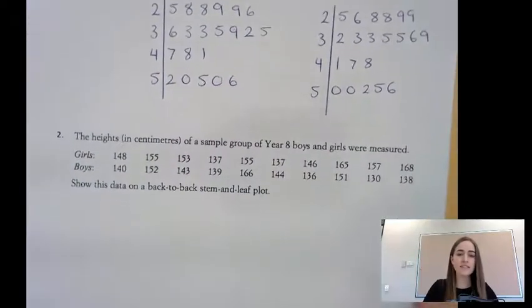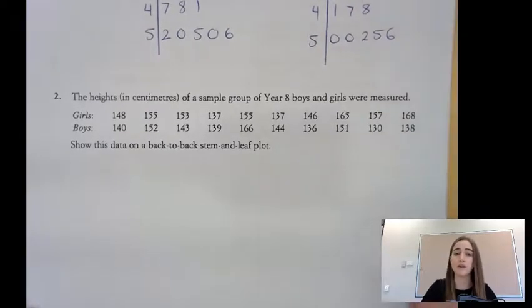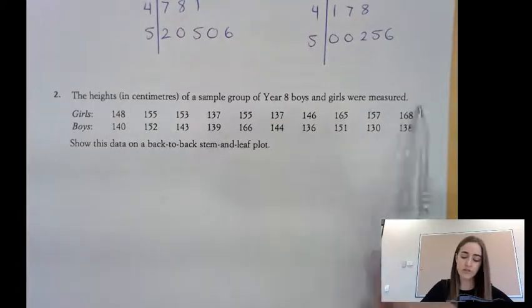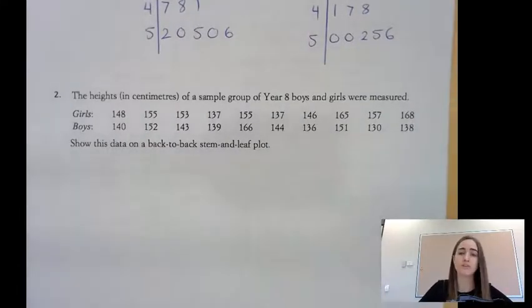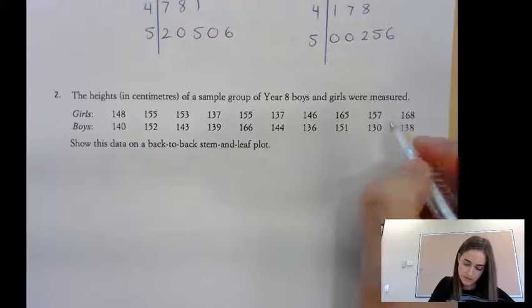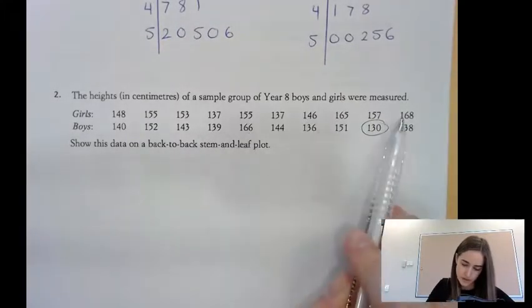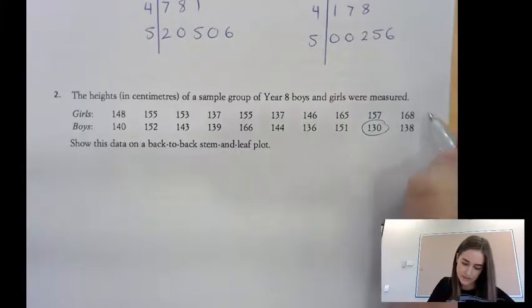All right, in our next example, we've got the heights in centimeters of a sample group of Year 8 boys and girls who were measured. So we've got the heights of all the girls in the top row and all the boys in the bottom row. What we want to do is draw something called a back-to-back stem and leaf plot, so we can compare the heights of the boys and the girls. Again, I'm going to start off by finding my smallest number and my highest number. It looks like my smallest number might be 130 here. And my highest number is 168.